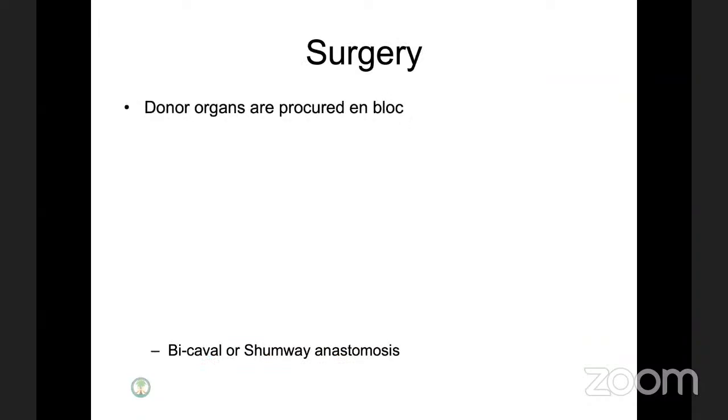Nothing is working here. I don't know why this is. This is a Zoom problem, by the way, not my computer.